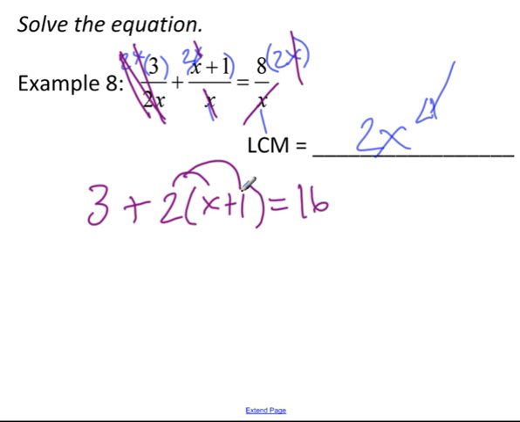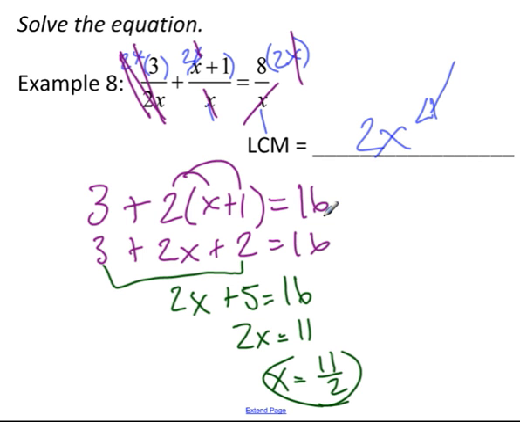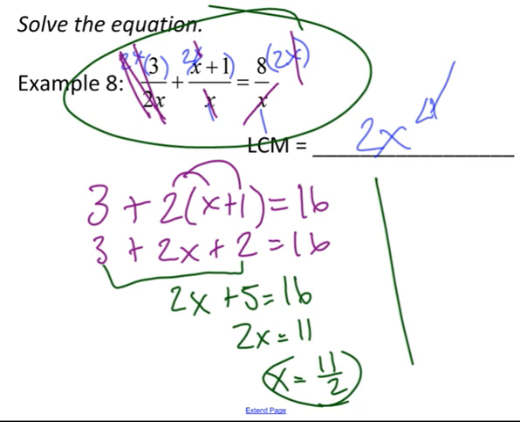Alright, so a little distribution, and I'm going to solve this real fast for us. And go through your solving steps. A little collecting like terms, subtracting 5, and dividing by 2. This should be the easy part. This should be the new part.